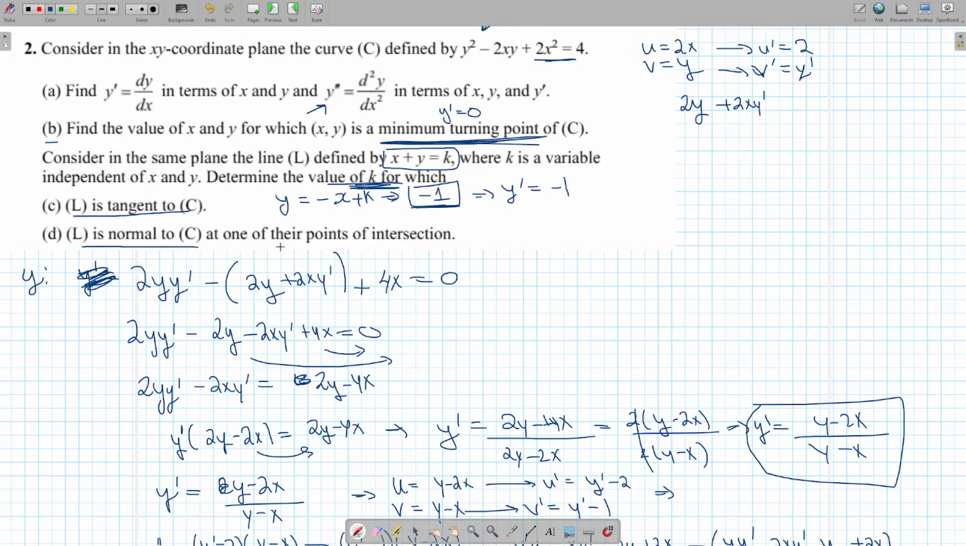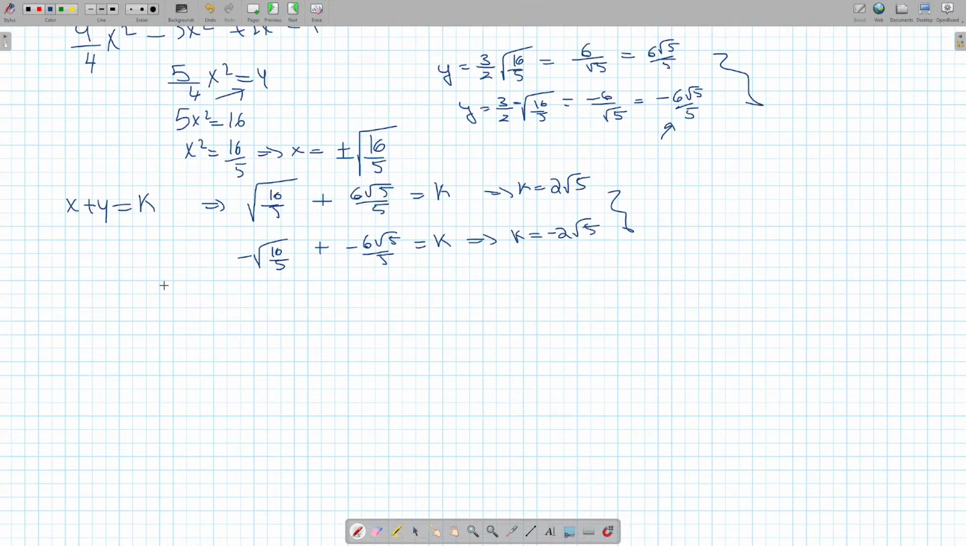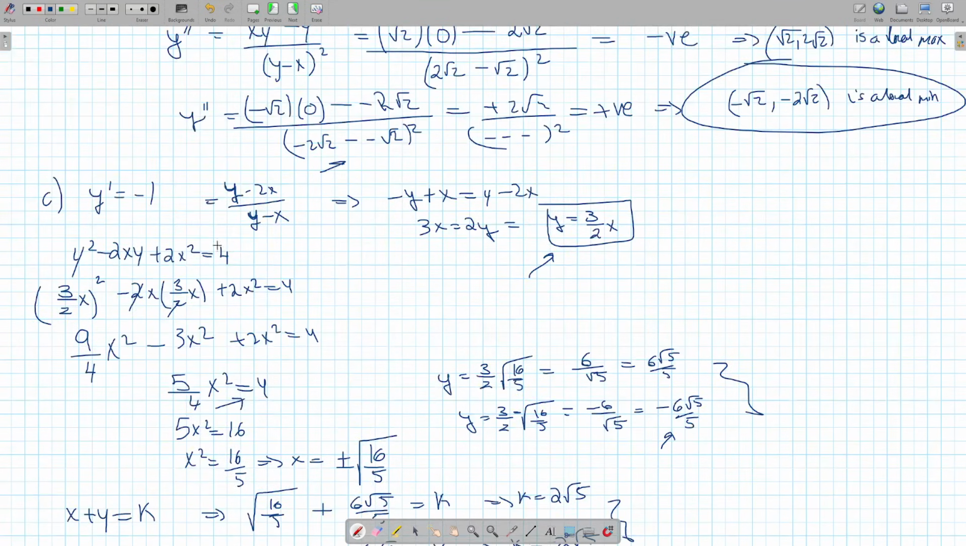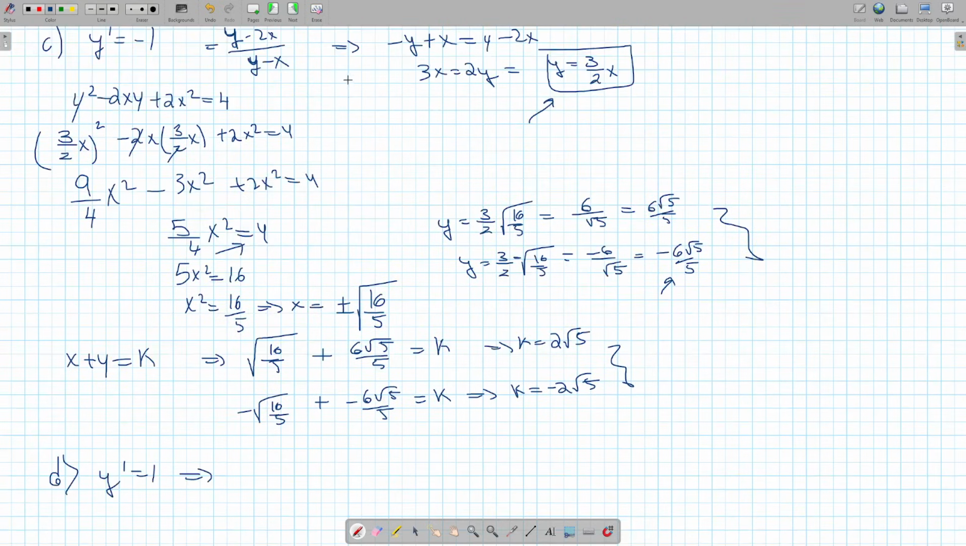Okay, L is normal to C at one of the points of the intersection. If it's normal, same thing. We got the slope as negative 1 if it's tangent. If it's normal, you simply take negative 1 over that slope and you get 1. So the slope now, instead of being negative 1, is 1. So we just repeat all these steps, but instead of equating y prime to negative 1, we're going to equate it to 1. So y prime is equal to 1, so that means (y minus 2x) over (y minus x) is equal to 1.